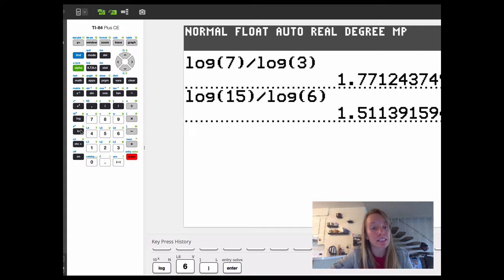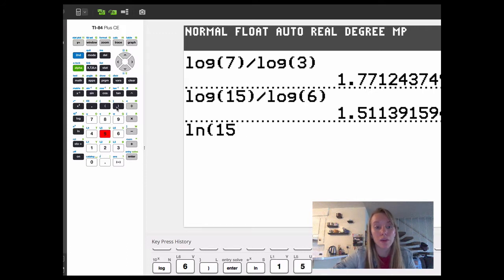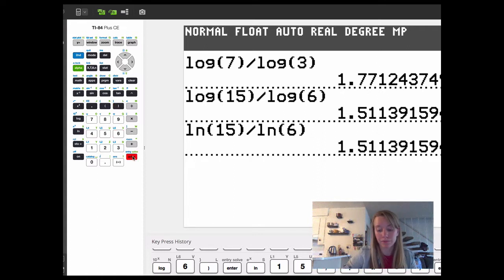You can do the exact same thing with natural log. Natural log of 15 divided by your natural log of 6. Hit enter, and you get the exact same number.